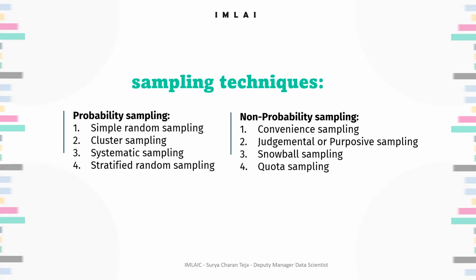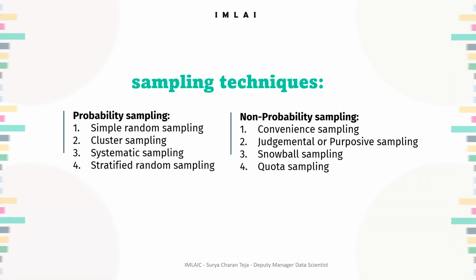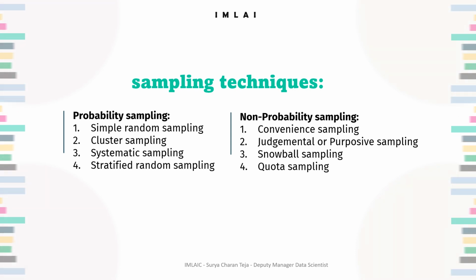There are other sampling techniques as well, and the choice of technique depends on the research question, the characteristics of the population, and the resources available. So it's important to choose a sampling technique that is appropriate for the research design and that will yield a sample that is representative and unbiased.